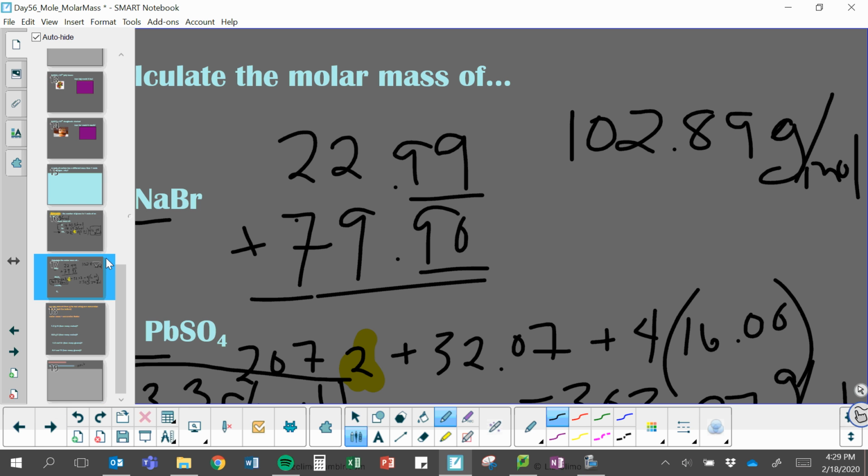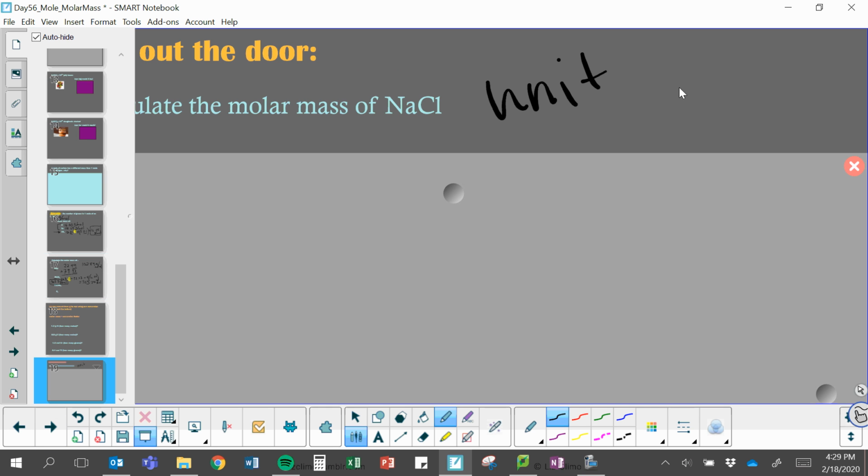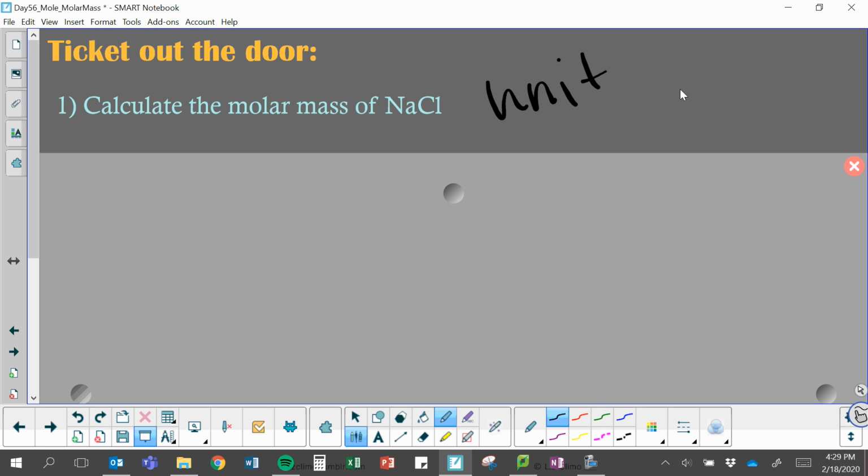So if you missed class, there is a ticket out the door. It's just one question. Make sure you're calculating the molar mass of NaCl and make sure that you include the units. You can turn that in next time.